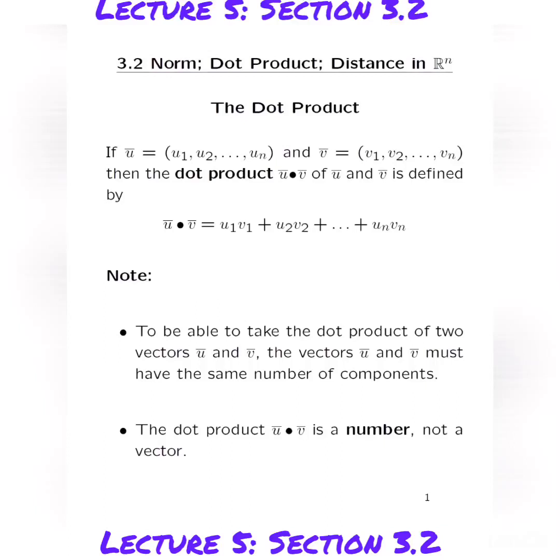Okay, so next section 3.2 is on the norm, the dot product, and distance in Rn. So what is the dot product? The dot product between two vectors is you take each component of the one vector and you multiply it with its corresponding component in another vector, and you add all these products together. That's the definition of the dot product. Now, to be able to take the dot product between two vectors, we need these vectors to have the same number of components. And also note that the dot product between two vectors is a real number, it's a scalar.